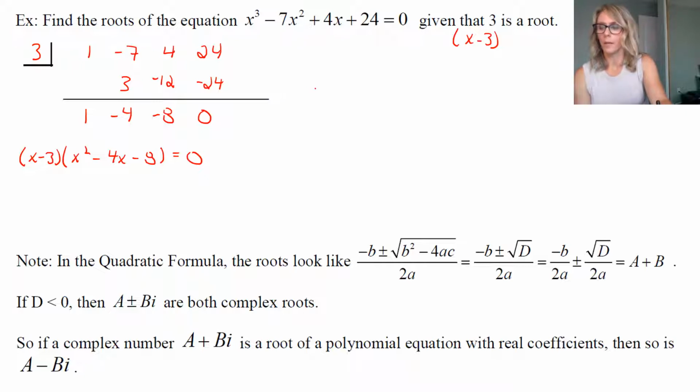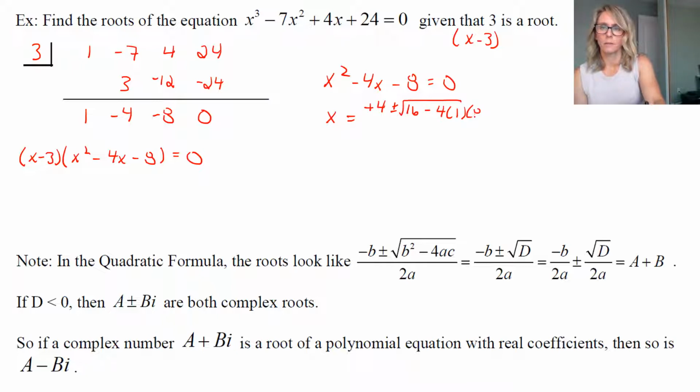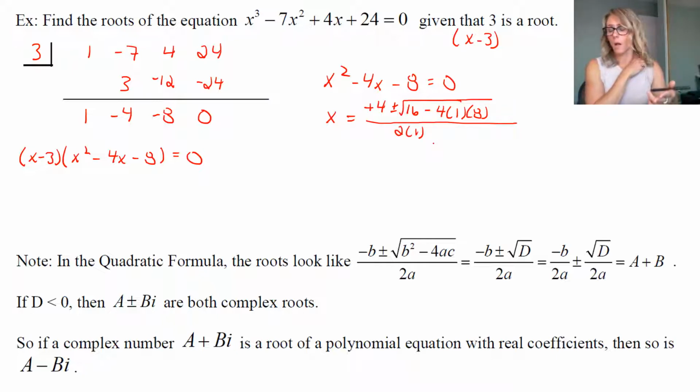So the next thing that I would do is I would say, okay, so either x minus 3 equals 0 or x squared minus 4x minus 8 equals 0. This is going to allow me to then find this. Can't factor it. I'm going to go right to the quadratic formula. You could complete the square. It's up to you. I'll go with the quadratic formula. Negative b plus or minus the square root of b squared minus 4ac all over 2a, where a, b, and c are the coefficients and the constant of that quadratic.